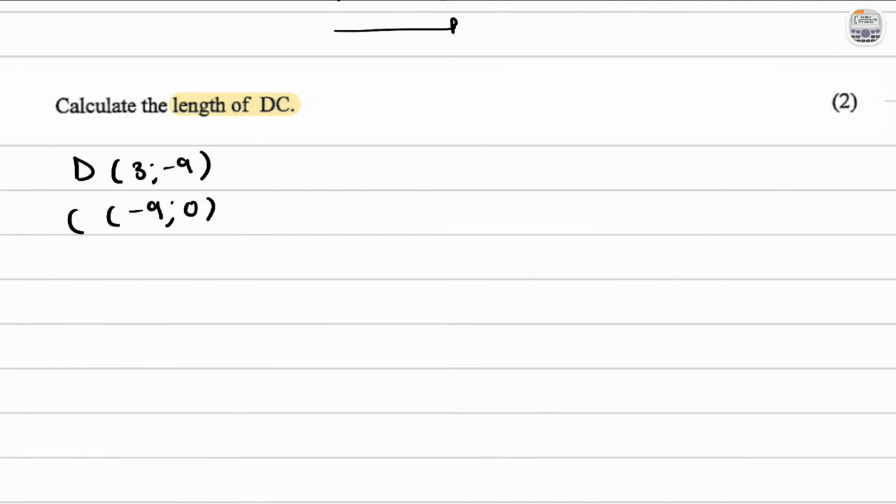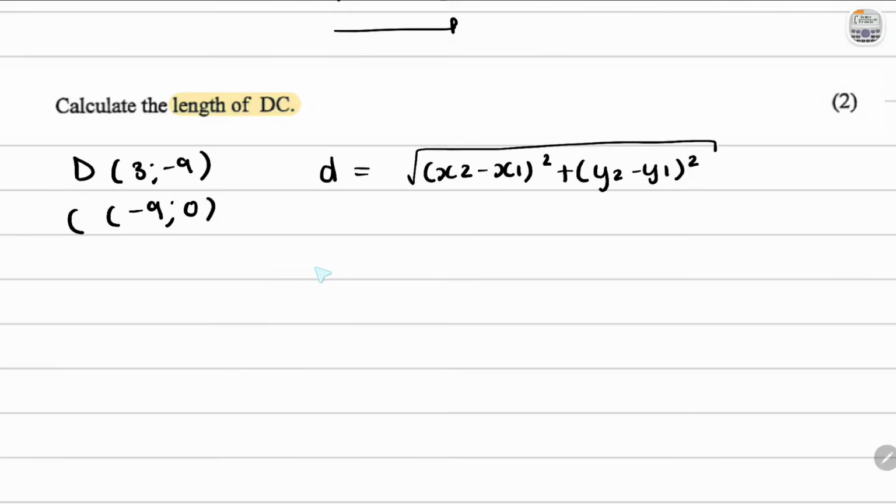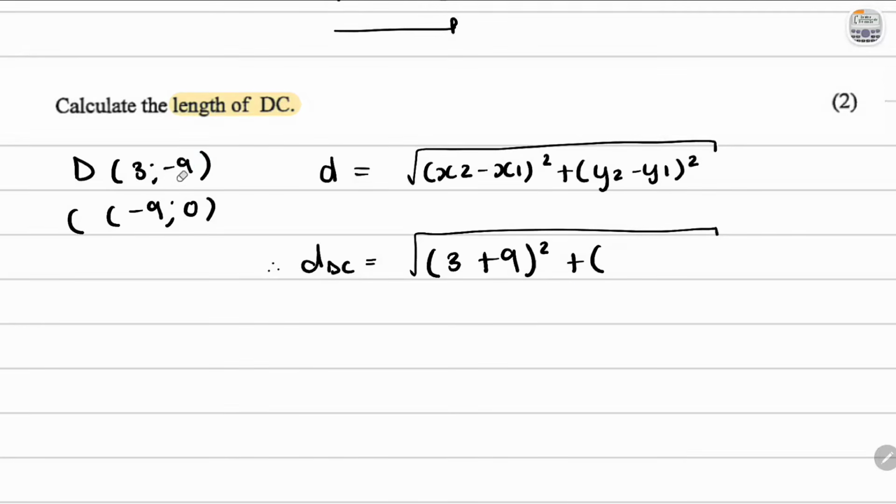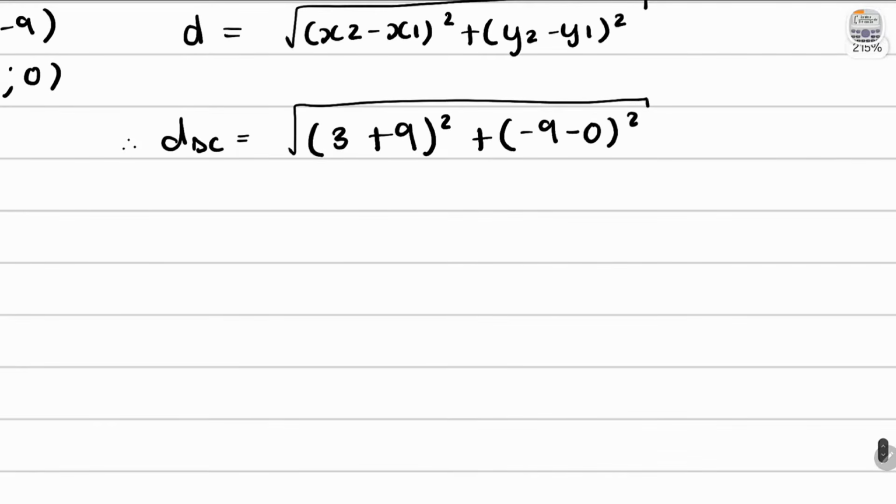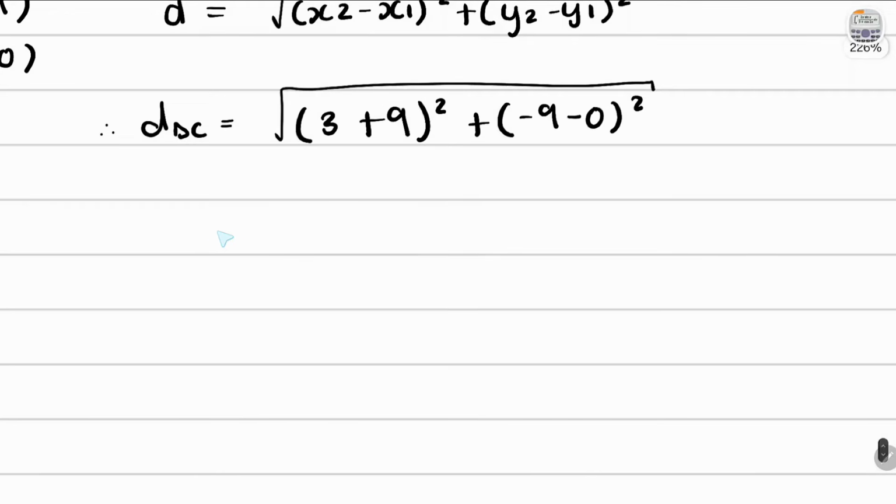So you need the distance formula, which looks like this. We're finding the distance of line DC. So x2 is 3 minus x1, which is -9. So it's 3 minus -9, and if you distribute, it becomes a +9. So all squared, plus y2, which is -9 minus 0, all squared. You're just going to have to simplify this and find that answer.